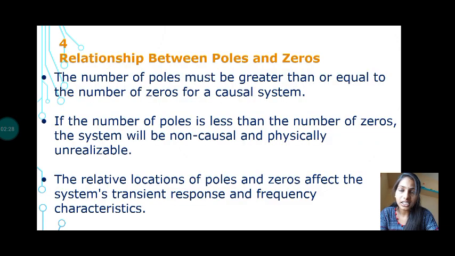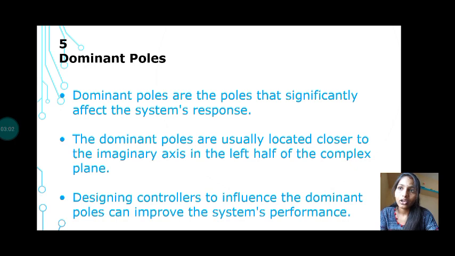Relationship between poles and zeros. The number of poles must be greater than or equal to the number of zeros for a causal system. If the number of poles is less than the number of zeros, the system will be non-causal and physically unrealizable. The relative locations of poles and zeros affect the system's transient response and frequency characteristics.